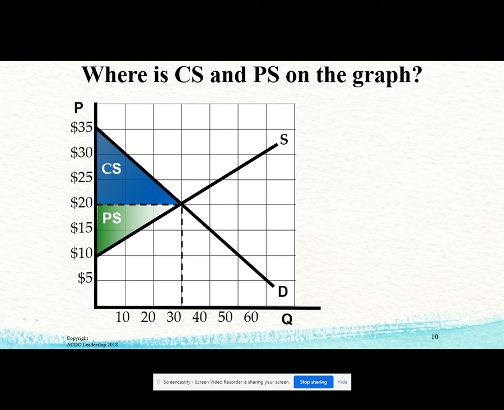We can also use this to calculate consumer surplus and producer surplus. Okay, how might we do that if I was going to calculate consumer surplus?